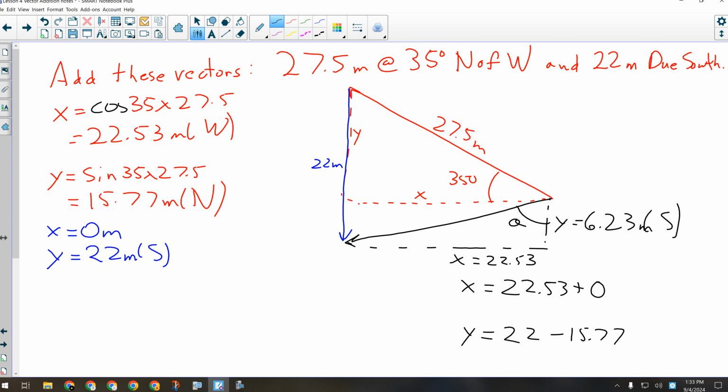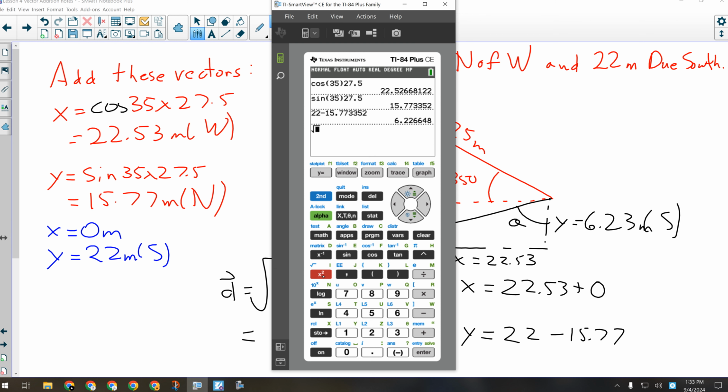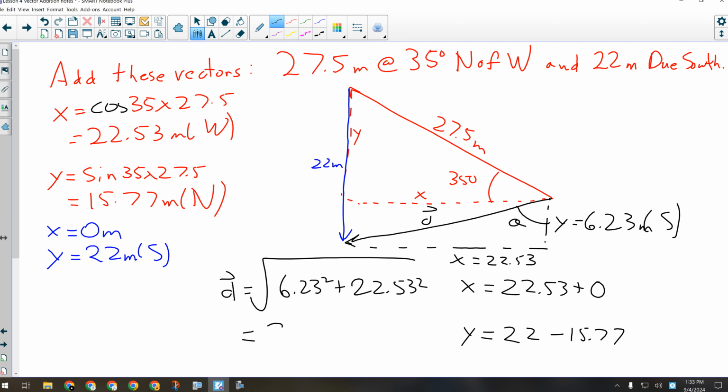Can I do Pythagoras now? Okay, that's my next step. That will get me the overall displacement there. So that will be the square root of 6.23 squared plus 22.53 squared. Of course, I'll keep all the decimals in the calculator. Okay, so 23.37 is the magnitude of my total displacement.